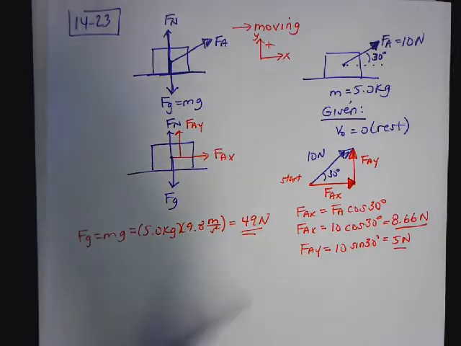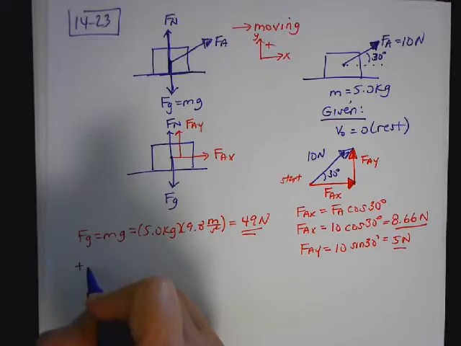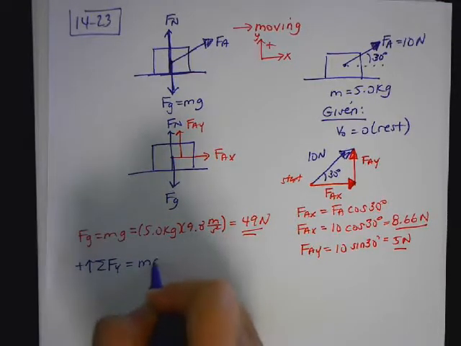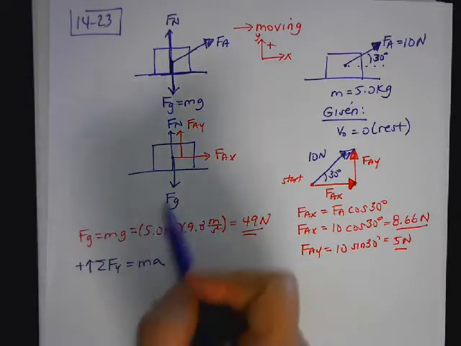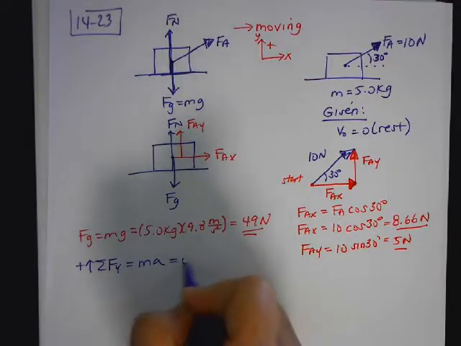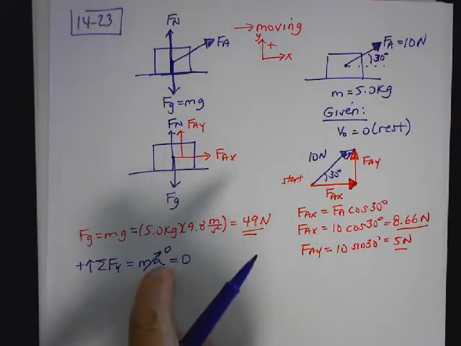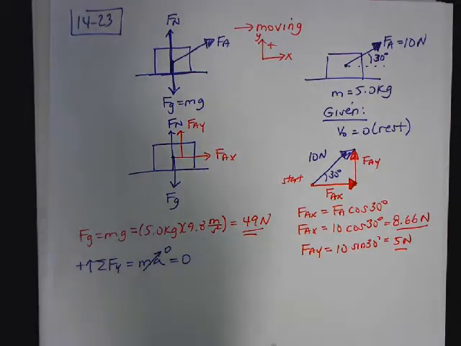So where do I start? It doesn't matter. I'll sum forces vertically. The summation of F of y is equal to ma. Now, is this block accelerating in the vertical direction? No. It's not even moving in the vertical direction, so this is 0. Again, I go up and to the right because if the acceleration is 0, the whole term is 0.